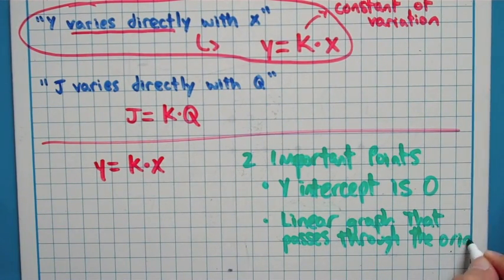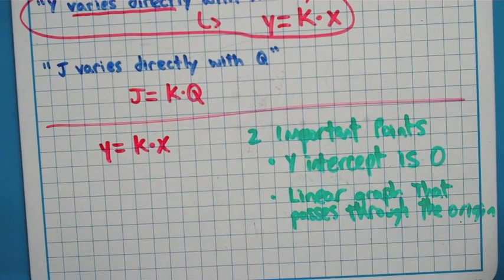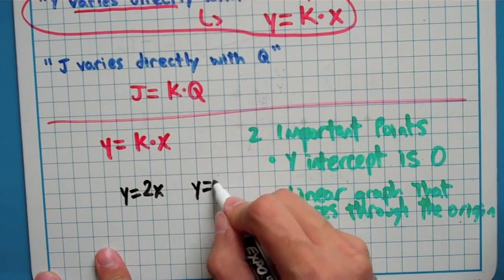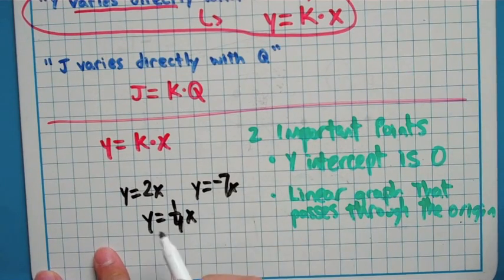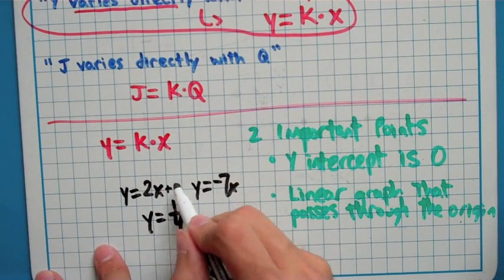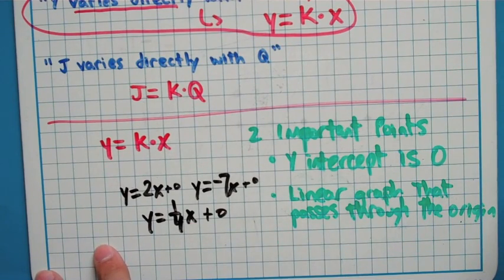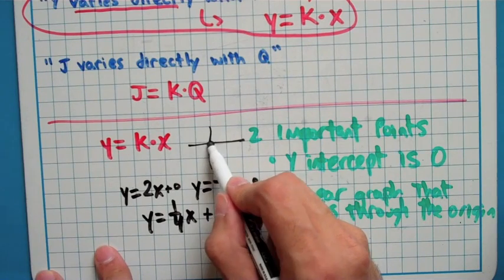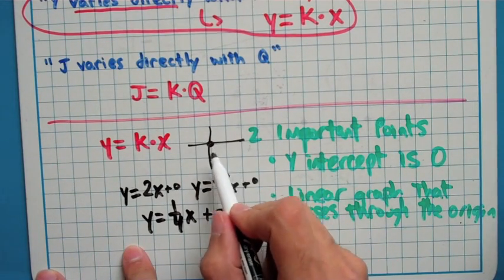So, if you think about this right here, y equals k times x, examples of that could be things like y equals 2x, y equals negative 7x, y equals 1/4 x. All of these graphs are direct variation. You can think about them all as having a little plus 0 on the end. There's no number being added or subtracted there. Well, if you graph something like 2x plus 0, you're going to start at 0 and go up 2 over 1. If it's negative 7x plus 0, you're going to go down 7 over 1.